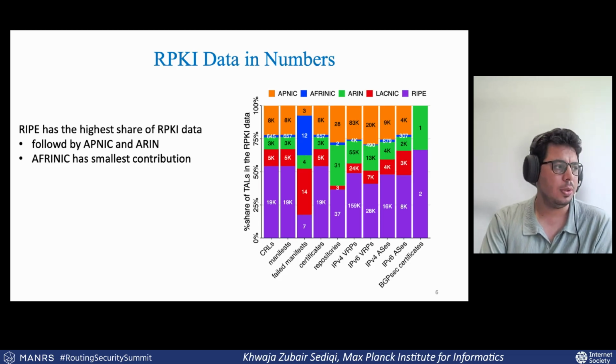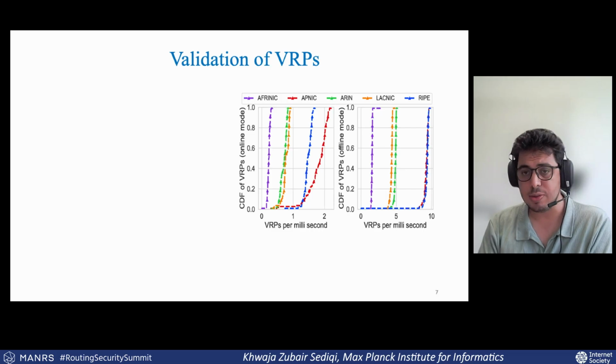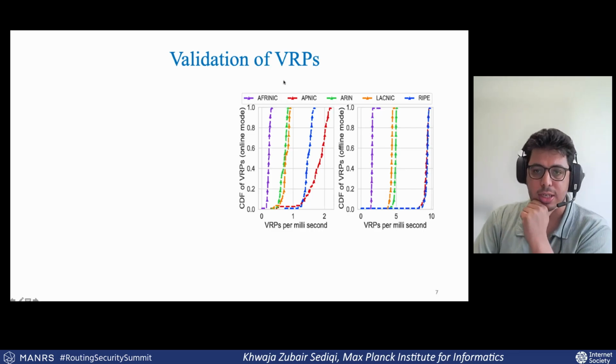But if you look at the validation for all of these different RIRs, how long does it take to validate a VRP? For every different TALs or TA, trusted anchors. In this plot, we did an iteration of more than 100 on the y-axis, and on the x-axis, we show the number of VRPs per millisecond. The 2 plots: one is online mode, where there's nothing in the cache, and we try to fetch all the content from the repositories. And on the right plot, it's offline mode, where everything is available in cache, and we just try to revalidate the cache, basically the data that's available.